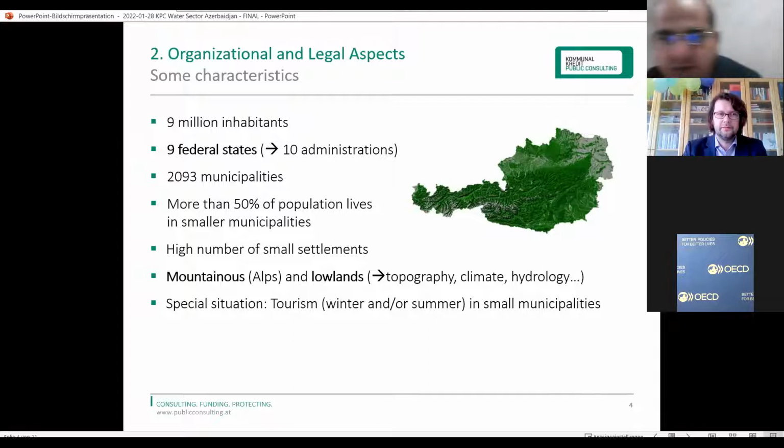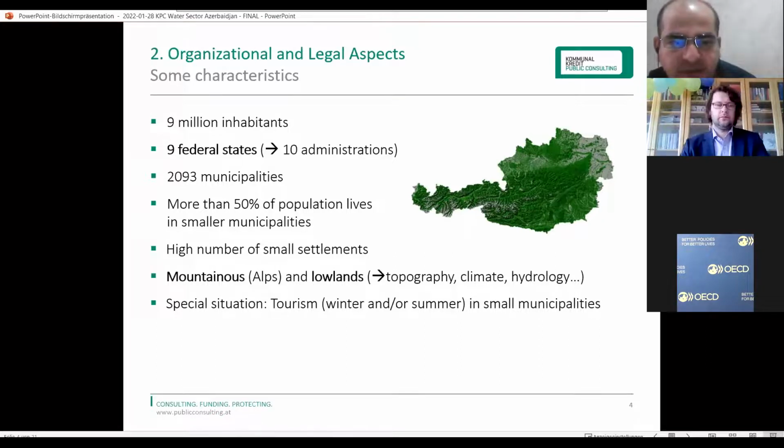We have more than 2,000 municipalities, and when I talk about municipalities, I mean political municipalities, the next level below the federal states. More than 50% of the population lives in smaller municipalities, in villages or very small settlements within the municipalities.